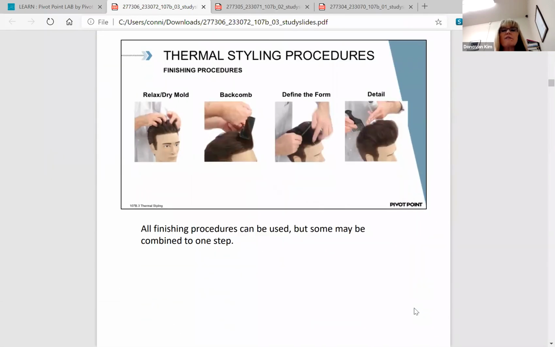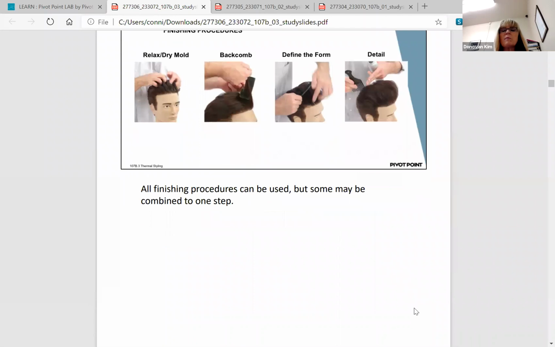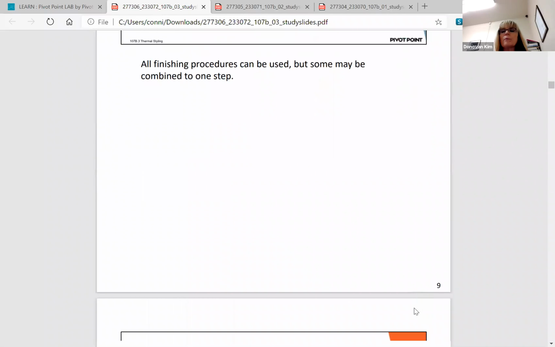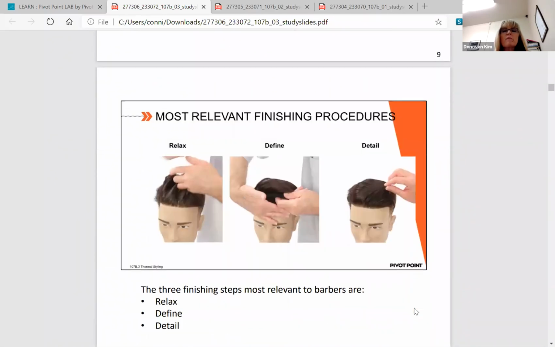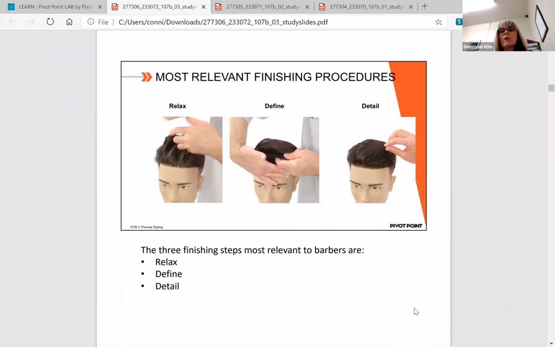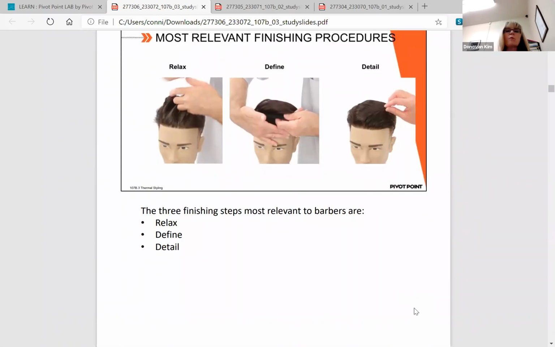So when you're done and you need to finish this, you can relax it or dry mold it, just run your fingers through it. You can possibly back comb it if needed. You're going to define that form and then you're going to detail it. Now, some of them you can do in one step, some of them you may not do at all, but that's all of them there for you. So these are the most relevant finishing procedures. We're going to relax it, define it, and detail it. It's pretty much what we're going to want, unless we're doing like a pompadour or something like that.